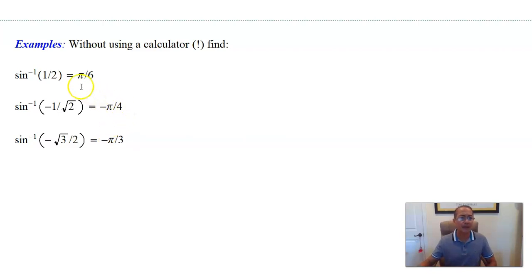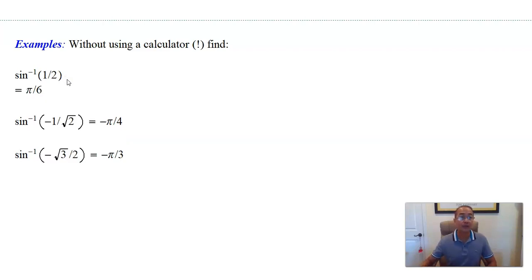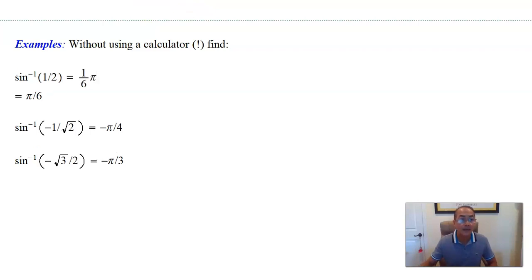Okay, so to check our answers, remember that Maple can do some computations for us. So what do you say, Maple? Did we get this right? And yep, 1/6 π is the same as π over 6, of course.